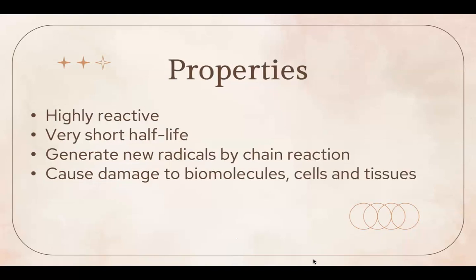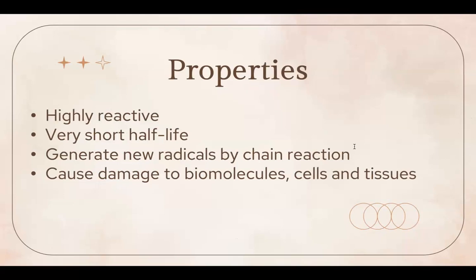Now, what about the properties? What do the free radicals do? Most of the free radicals are derived from oxygen, okay? And in that case, they're called ROS, reactive oxygen species. But there are also some free radicals that are derived from the nitrogens. In that case, they're known as RNS, or reactive nitrogen species.